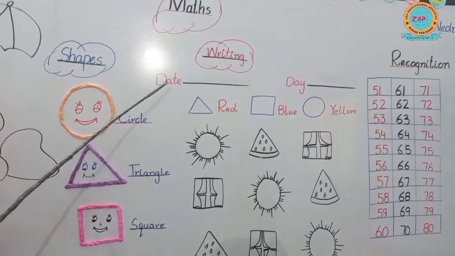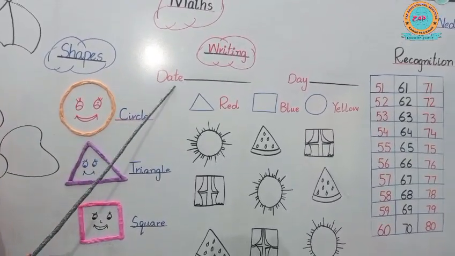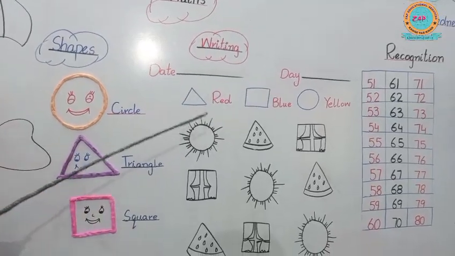W-R-I-T-I-N-G. Writing. First you will write date and day. D-A-T-E. Date. D-A-Y. Day. Here is a sun picture.